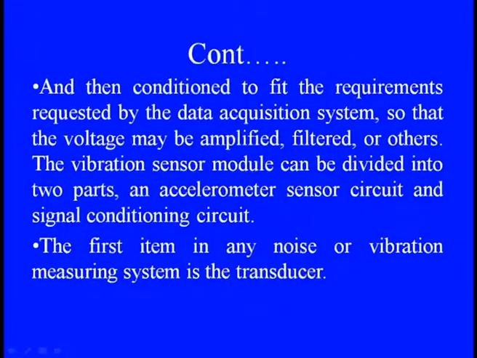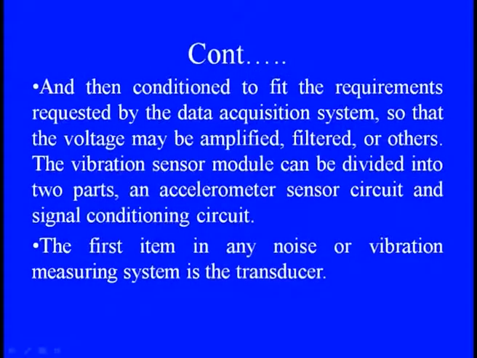And then you see whatever the conditions are there to fit the requirements requested by the data acquisition system, the voltage may be amplified, filtered, or other features may be applied to that voltage. So, the vibration sensor module can be divided into two main parts. First, the accelerometer sensor circuit, and second, the signal conditioning circuit.